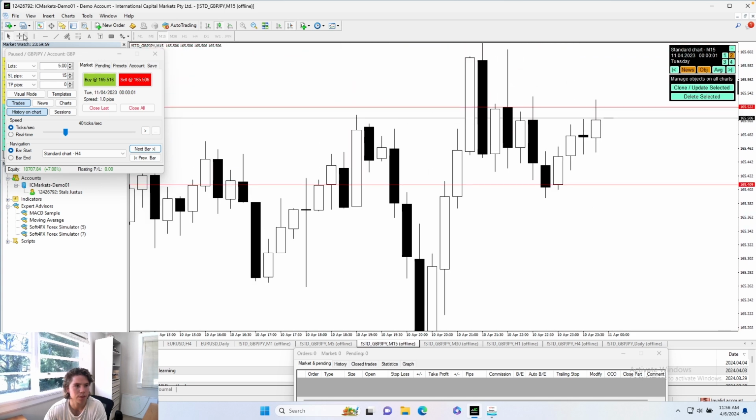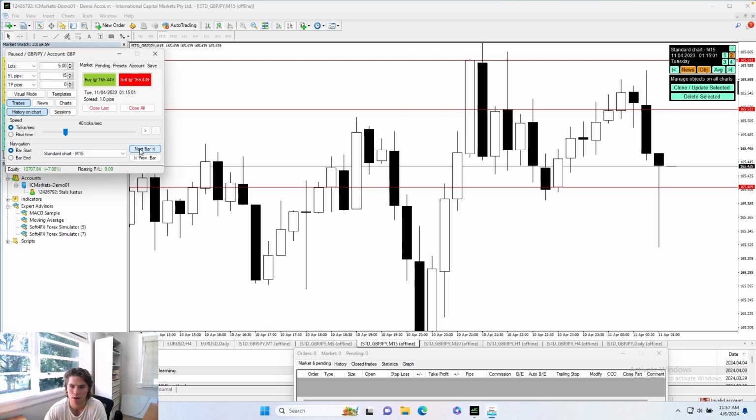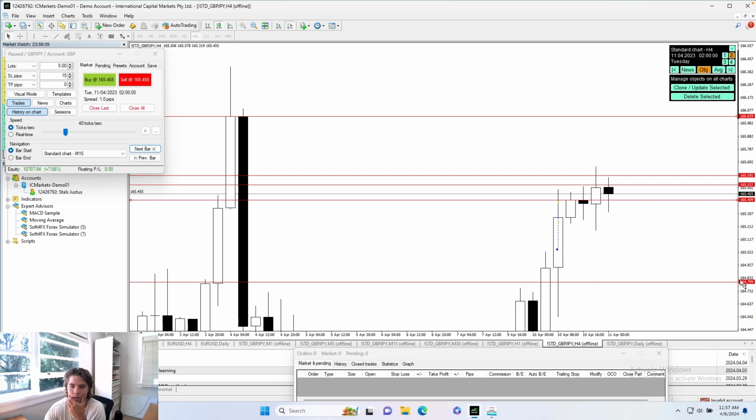Okay, and then we have our 15 level in here. I would like to see a daily pullback, but it's still very early. So let's see what price does. Interesting. Very interesting, this.